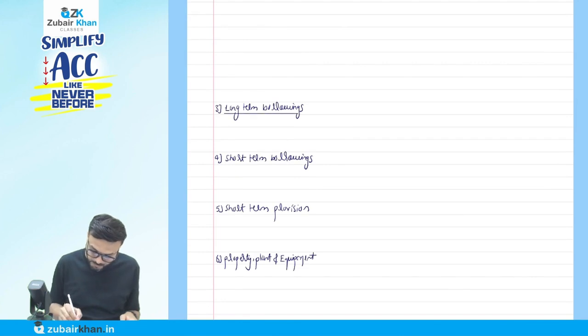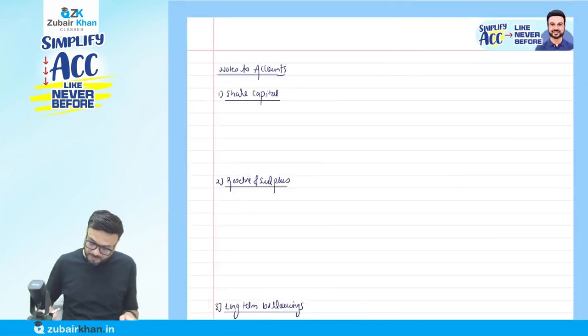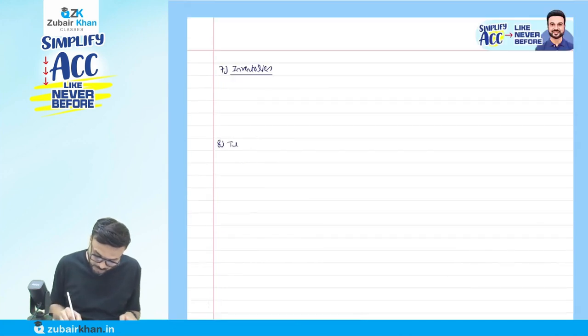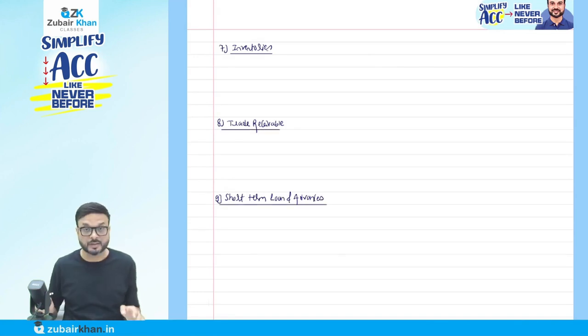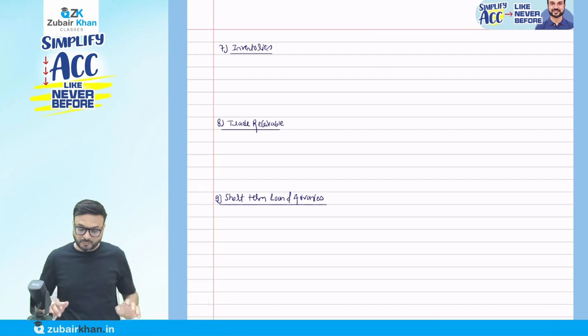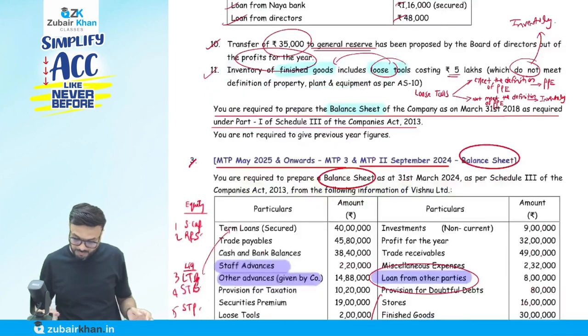Then after inventories, eighth one is trade receivable, then short-term loans and advances. Done. Now, very simple: we'll read it one by one and write it down there.